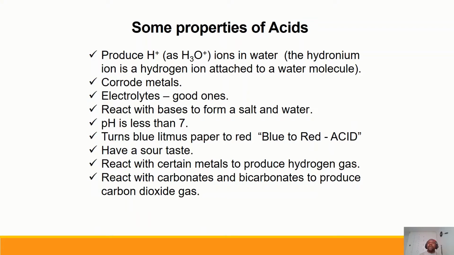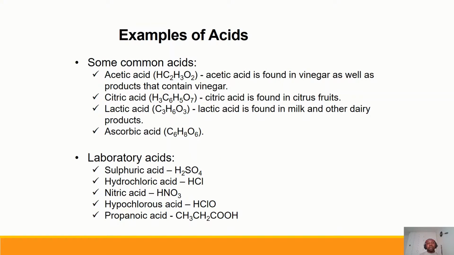When you dip blue litmus paper into acid, it's going to turn red. They have a sour taste, and they also react with metal to produce hydrogen gas, and they also react with carbonates and bicarbonates to produce carbon dioxide gas. So some examples of acid, we have acetic acid, citric acid, lactic acid, ascorbic acid.